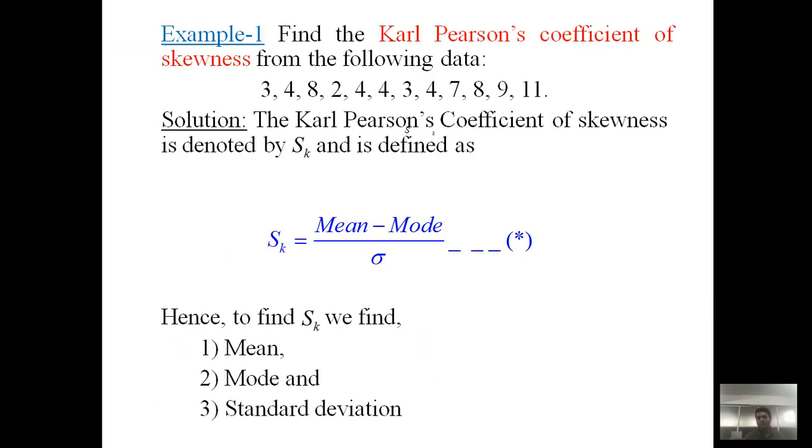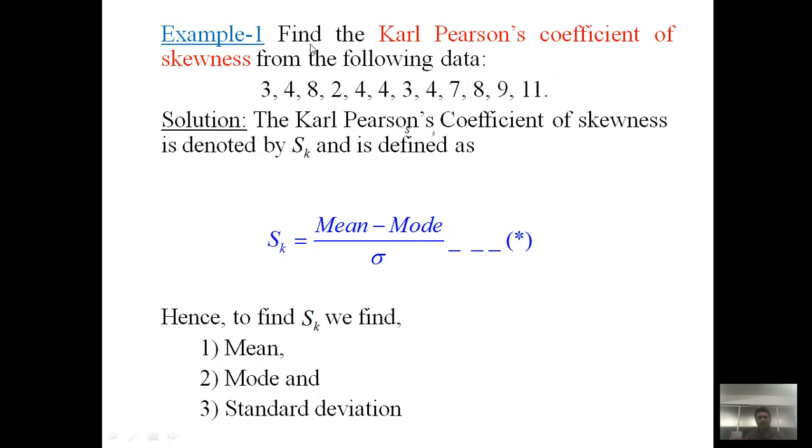Today we will learn about skewness. In the last lecture we saw the types of skewness. Now we will see an actual example: given some data, how can we check which type of skewness it has, that is, no skewness, positive skewness, or negative skewness. So let's start the first example.